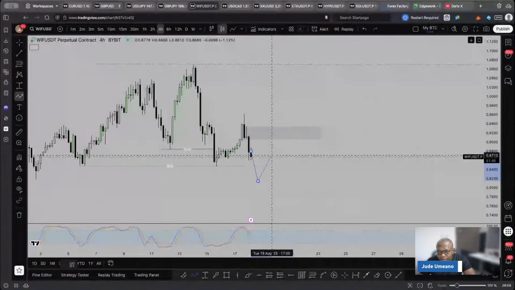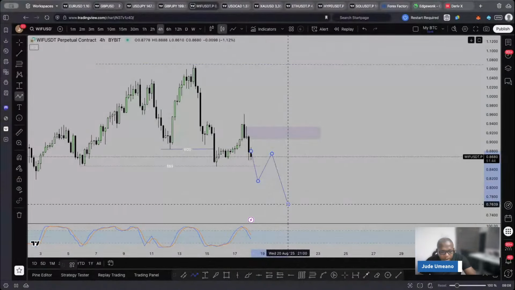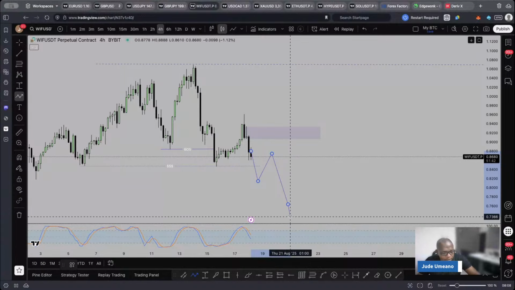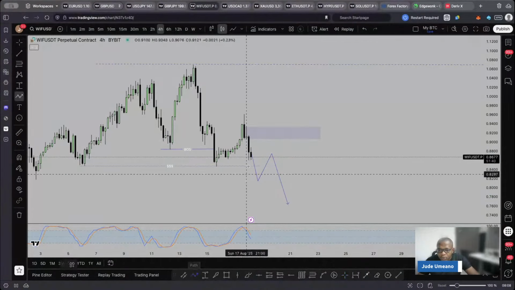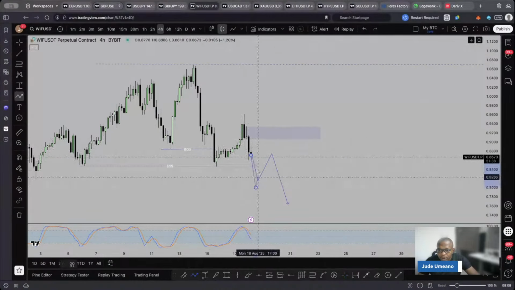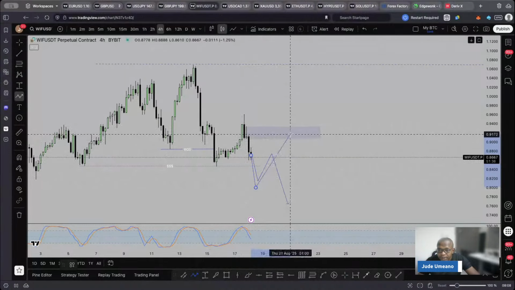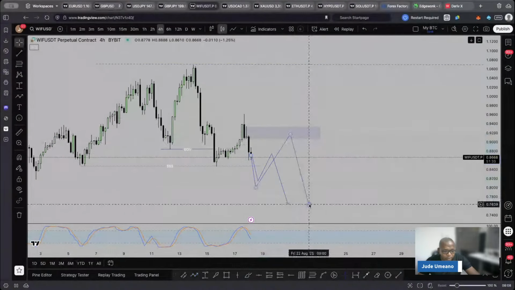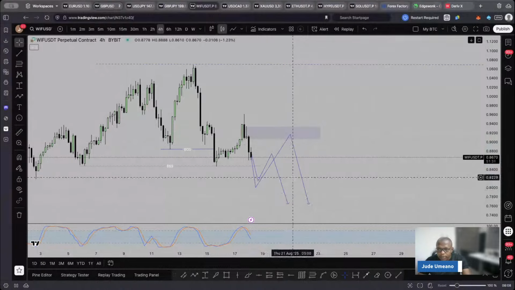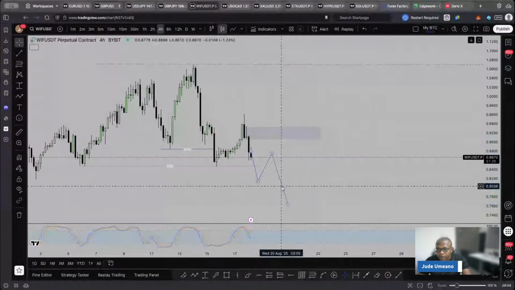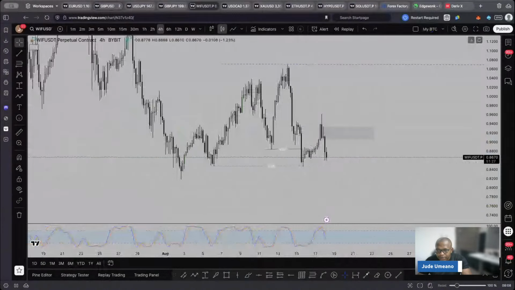Then if you had a demand zone from here, take it from here lower. If there is no demand zone from here, then we'll still want to go lower and come back to our supply zone here to go lower. That's what I'm seeing on the 4 hours.